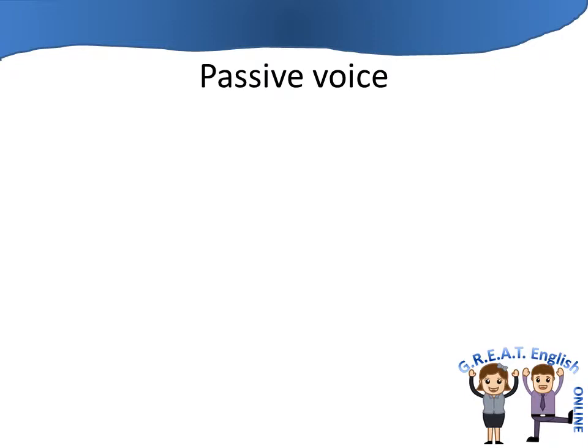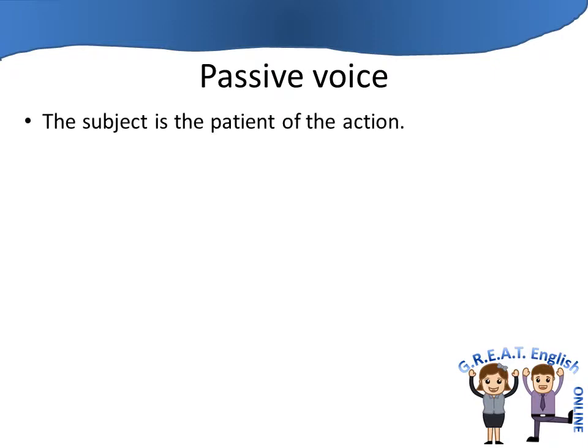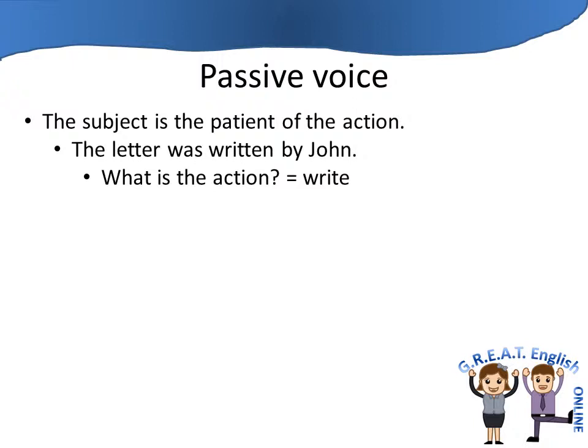So in a passive voice sentence, that's going to be a little different. The subject is now going to be the patient of the action. So for example, the letter was written by John. What is the action? It's still the verb write, but in this case we have the passive construction was written. Who or what was written? The letter. So now our sentence is about the letter, not about John.